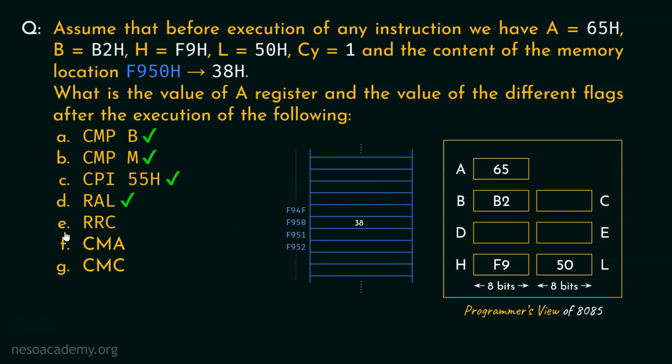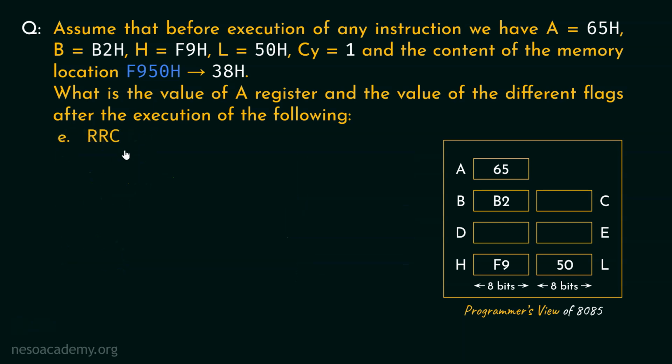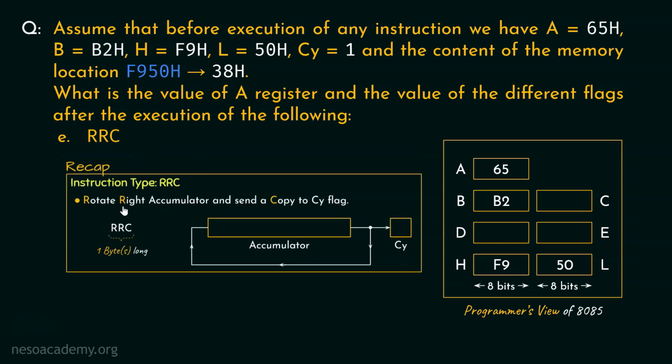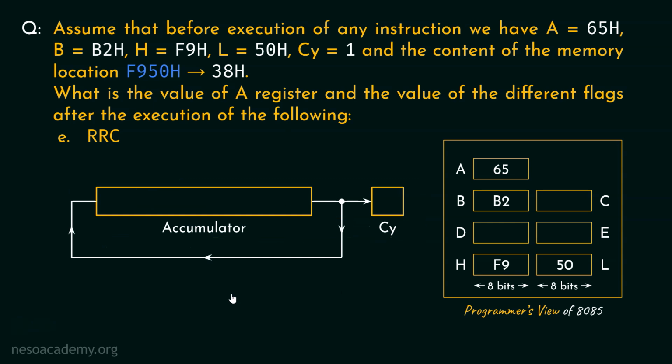Let's now focus on the fifth instruction, RRC. Now RRC stands for Rotate Right Accumulator and send a copy of the least significant bit to the carry flag. Remember, we are not supposed to involve the carry flag. So we need this organization to execute the instruction. Within the accumulator, we have got the value 65. The 4-bit binary of 5 is 0101. And the 4-bit binary of 6 is 0110. And initially the carry flag is set. So let's set that. Now we can go ahead and execute the RRC instruction.